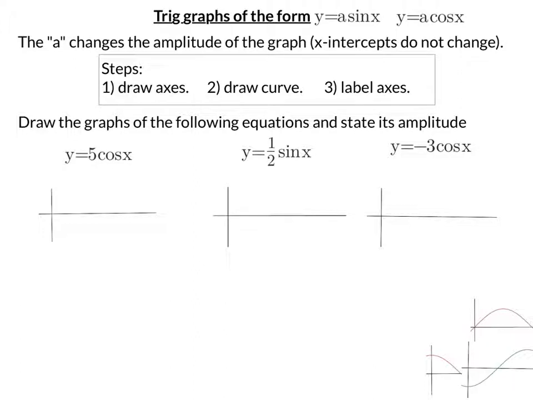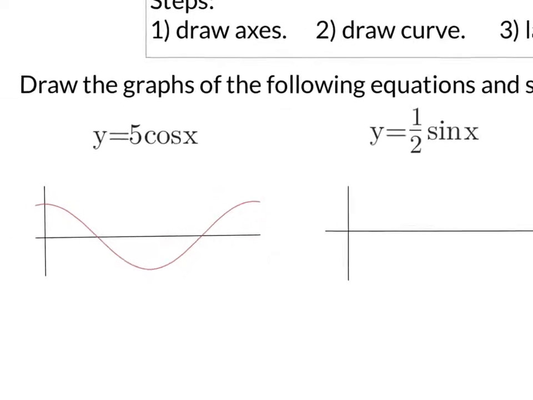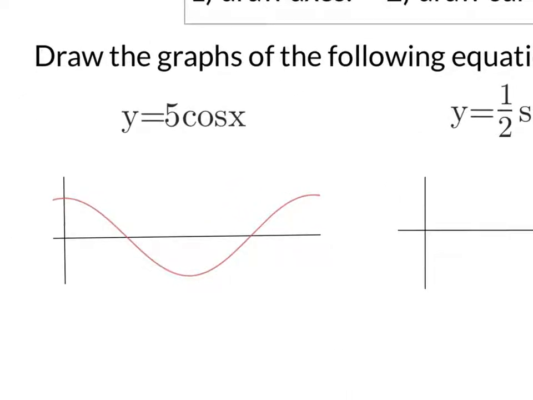Now, we're going to have to draw some graphs, and there are 3 steps that we do for the majority of those. Draw the axes, then draw the curve, then see where it crosses, and then label the axes appropriately. So, first one, we've got y equals 5 cos x. So I've drawn my axes. Now let's draw my curve. So there it is. Now let's just zoom in so we can properly draw on our labels.